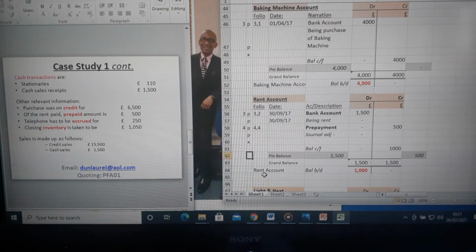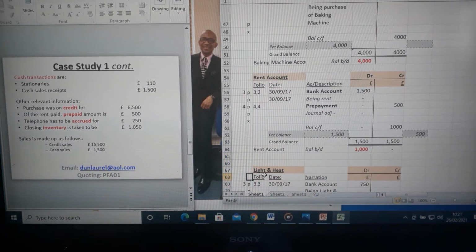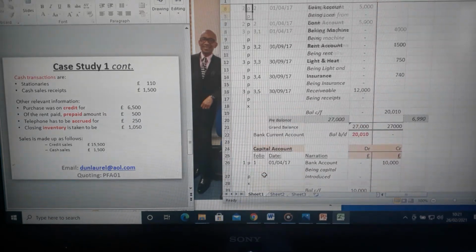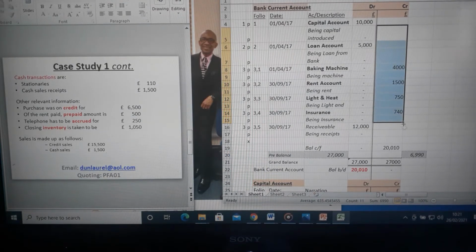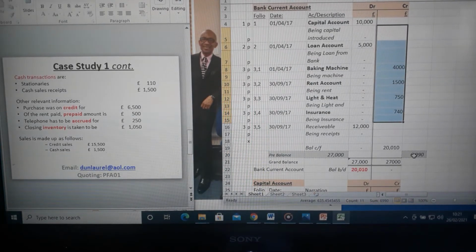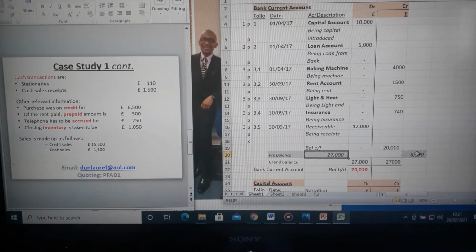Once this is done, you can now begin to extract your balances. So that's how we do it line by line. Come to the bank account. How do we do that? You open up a memo account, add up all the debit side, which is 27,000 here. Then add up all the credit, which are items here up to here, which is 6,990. You can see there's a huge difference between the debit side and the credit side. So that difference is 20,010. That's the balancing figure.